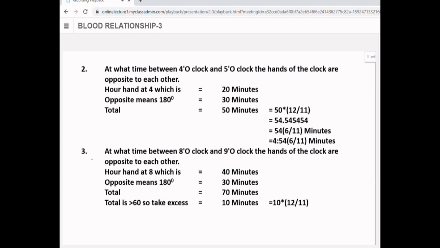If the total goes above 60, then what I should do is, if the total goes above 60, then you should take only the minutes. Yes, Nick.